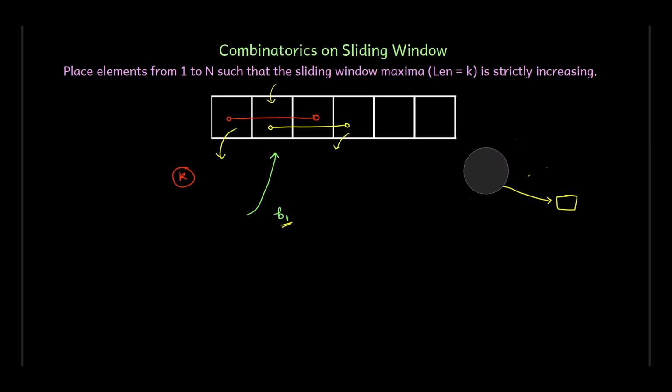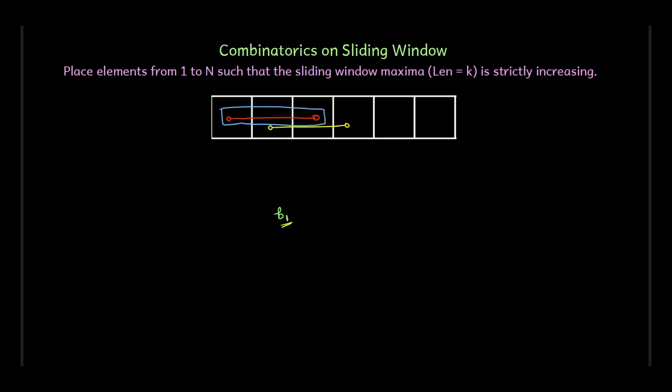So you can see that since you have to make the sliding window maxima in increasing order, then b1, no matter where b1 is located, actually in the first window it doesn't matter where b1 is located, the incoming element has to be bigger than b1. And just this one line proves that the first k elements are special, and in the first k elements it doesn't matter where b1 is included, the incoming element has to be b2 and it has to be strictly greater than b1.